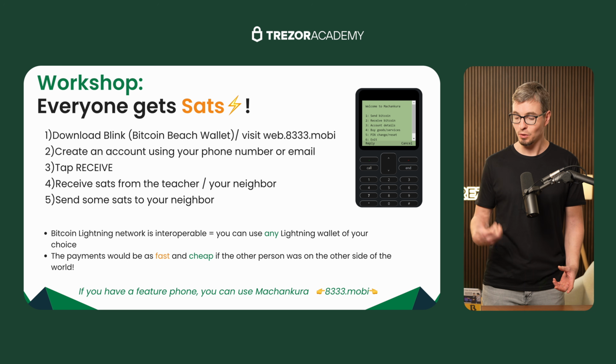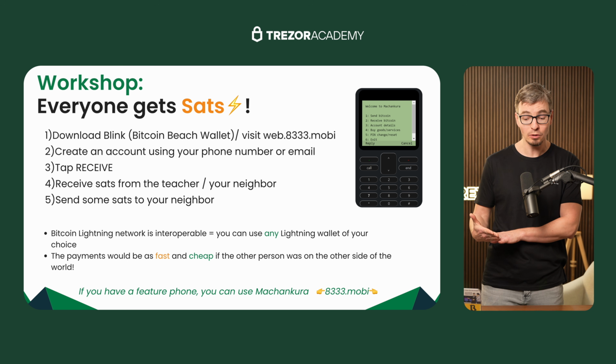Right, so what you would do here is you download the Blink wallet or visit the website 833.mobi. So now you have a way to accept Bitcoin. You create an account using your phone number or email. You just tap receive on it. You don't need to provide any personal identification like with the bank. It's just software in your phone or a website. And then you can receive the sats.